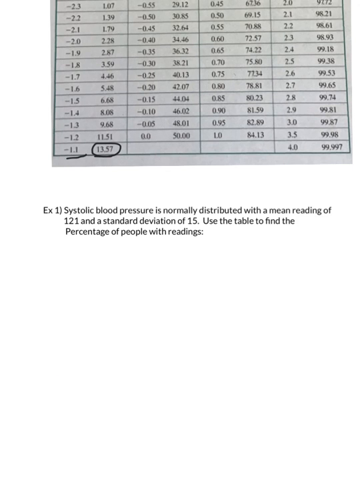On example 1, we are told that systolic blood pressure is normally distributed with a mean reading of 121 and a standard deviation of 15. We are supposed to use the table to find the percentage of people with readings, and then question A is below 133. You always need your z-score first. So the first thing we're going to do is find the z-score for 133.